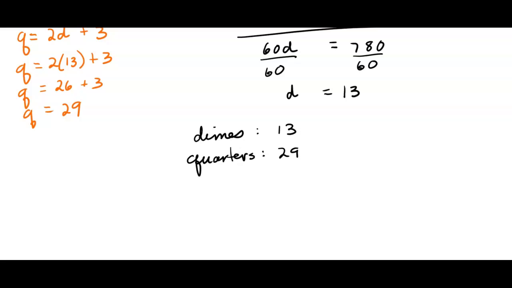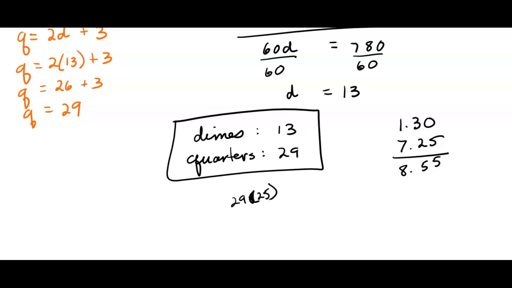Now we can do a real quick check here. So dimes, that would be $1.30 if she had 13 of them. Now I don't know what 29 times 25 is, but I'll figure that out. So I'm just checking here. What's 29 times 25? Let's see. Get my calculator. 725. And if that adds up, yeah, okay, so that looks good. It added up to 8.55 and it was supposed to. So that's just a check, just double checking it.